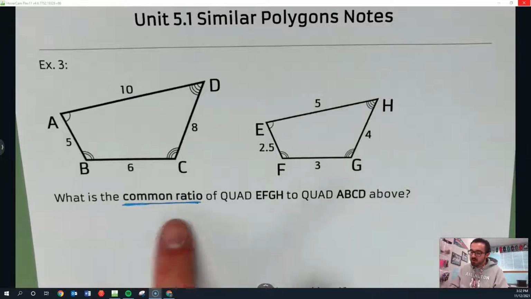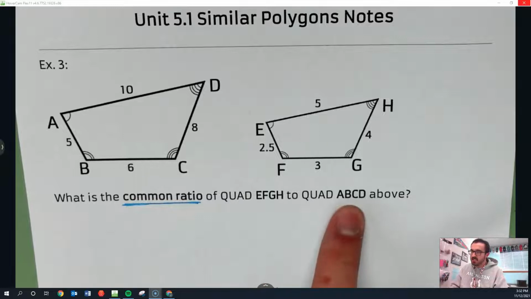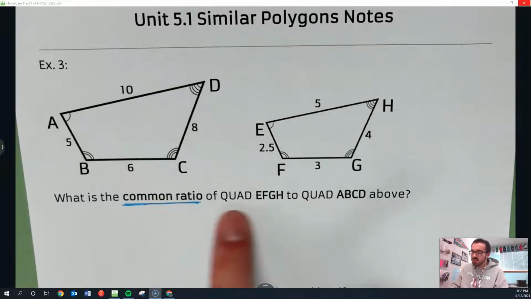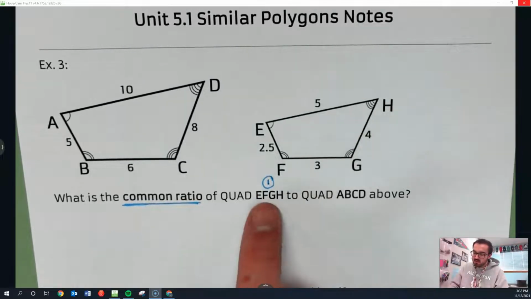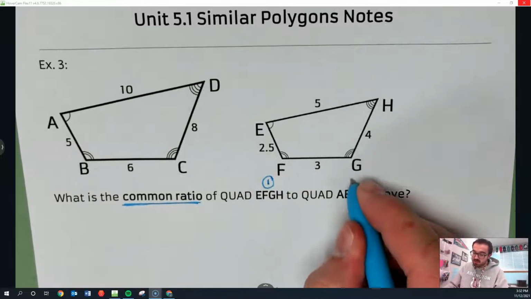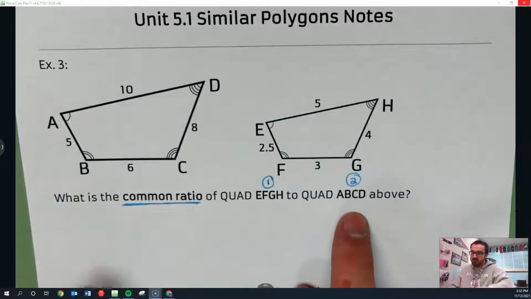If we are trying to find the common ratio from EFGH to ABCD, here's the thing with common ratio. It matters the order that it was written in. So notice here EFGH is mentioned first. So we need to make sure that EFGH is first. ABCD is mentioned second. We need to make sure this is the second one.